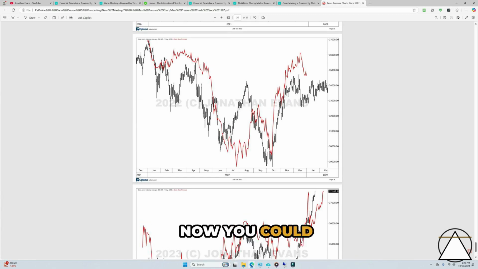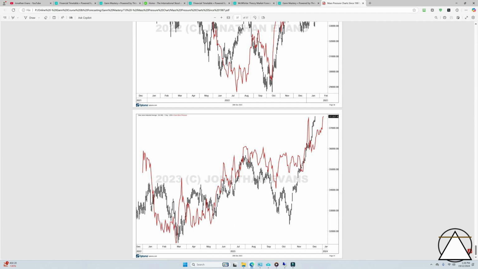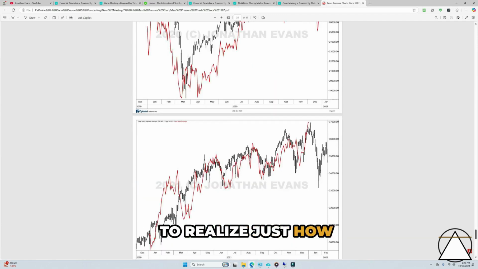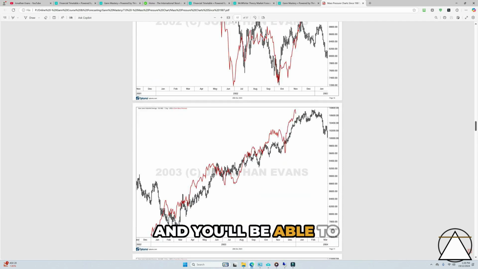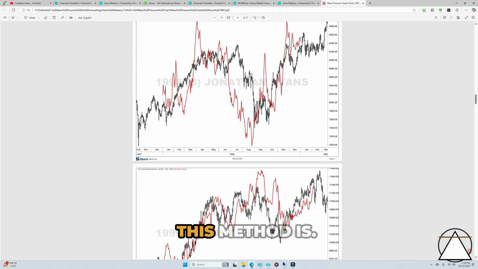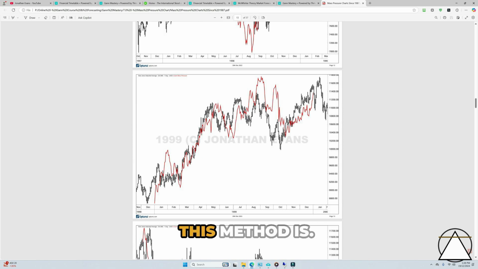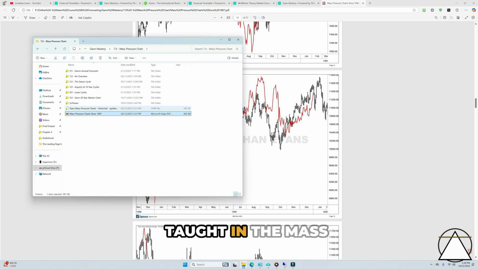Now, you could randomize this in any which way you want, but then you'll begin to realize just how unique each year is. And all we need to do is follow the cycles, and you'll be able to see just how beautiful this method is, okay? So that is being taught in the mass pressure chart program. It hasn't been released yet, but as soon as I get around to finishing it, it'll be released.